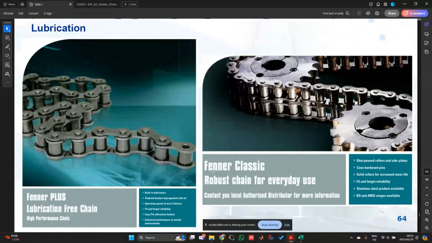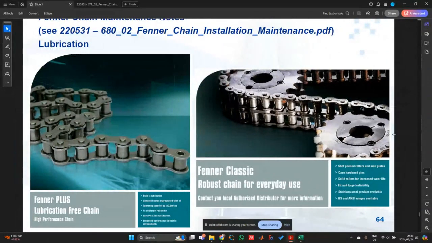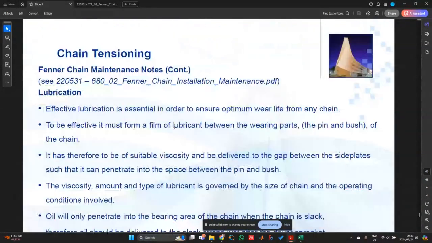On the other hand, we also have these Fenner classic robust chains. In this case, it's shot peen rollers. We're going to look at where the rollers are located in just a moment, and the side plates as well. It also makes use of these case hardened pins, the solid rollers for increased wear life, and we once again have this fit and forget reliability model that they apply to that. Depending on your application and your needs for lubrication, different Fenner products are available for that.